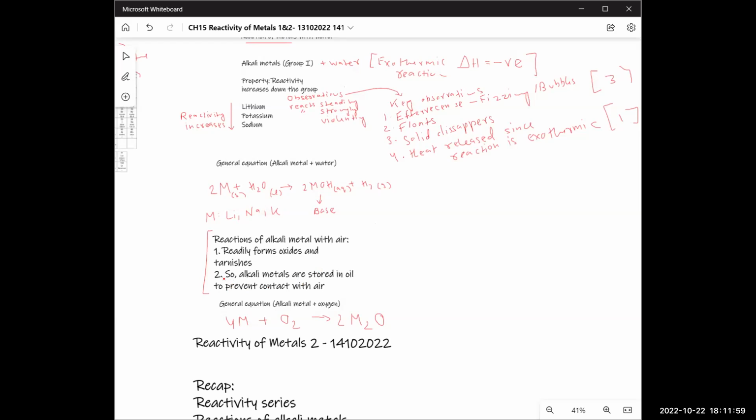By the way, this point about alkali metals being stored in oil is a very important thing, which will be asked in ATP and in MCQ. They always ask this. I remember when I did all the past papers from 2003 till 2017, this question was always there. Why do we store alkali metals in oil? Because they react with air and they form oxide. So we don't want that happening, therefore we must store it in oil.